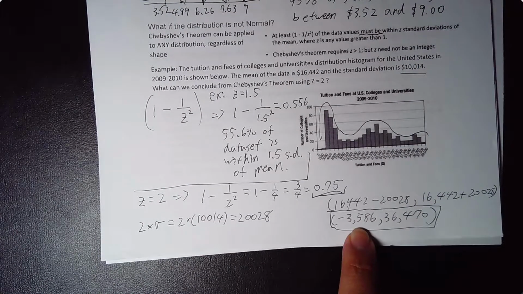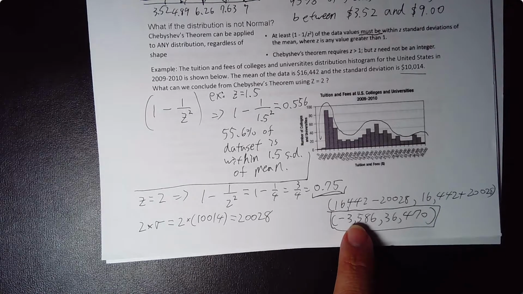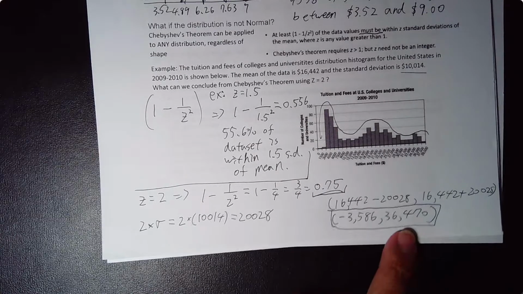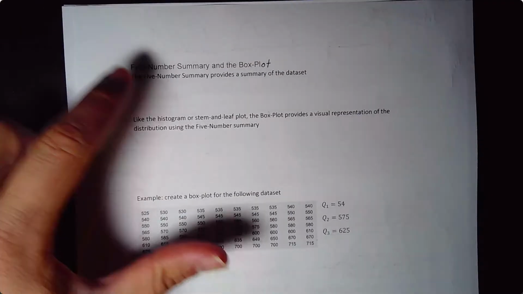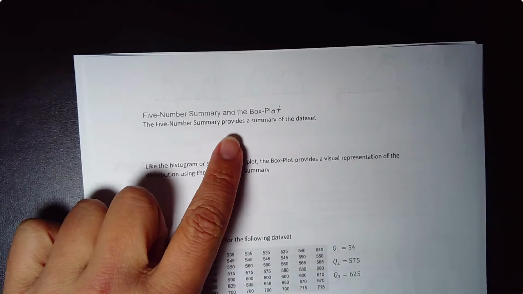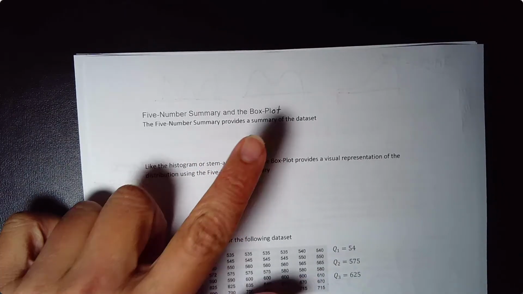Now, obviously, we can't have tuition and fees at a negative number. Again, these are just approximations, just estimates. So if we had to make a statement, we would say 0 to 36,470. The 5-number summary provides a basic summary of the data set.